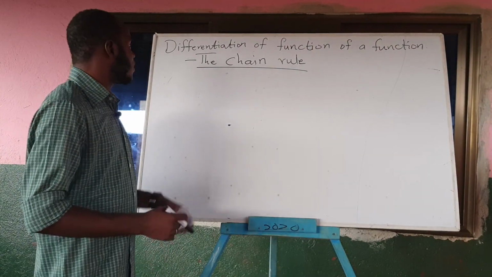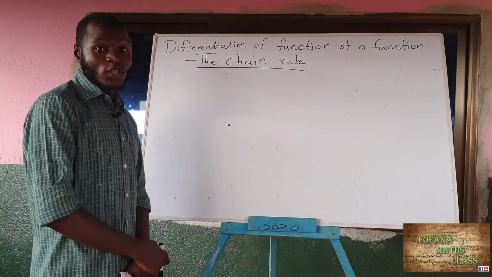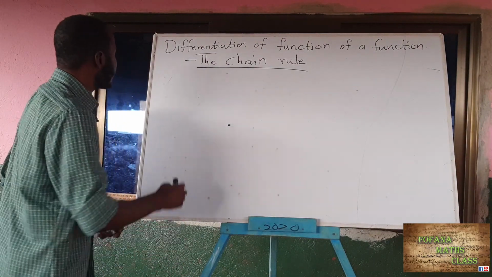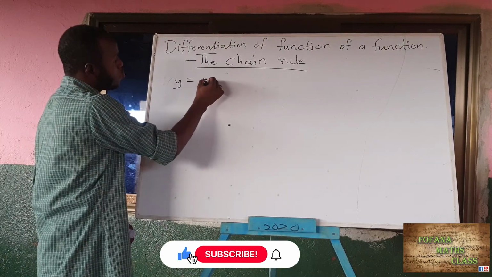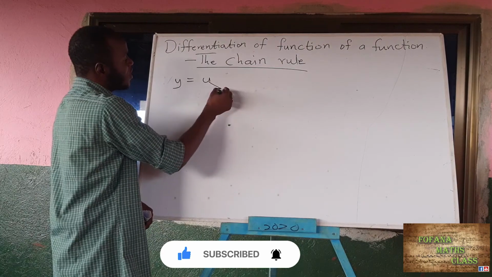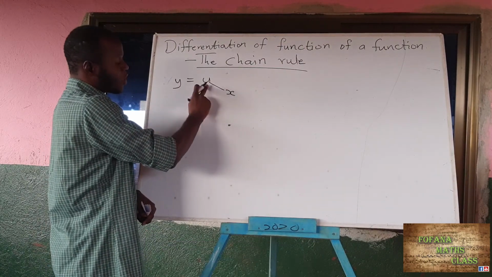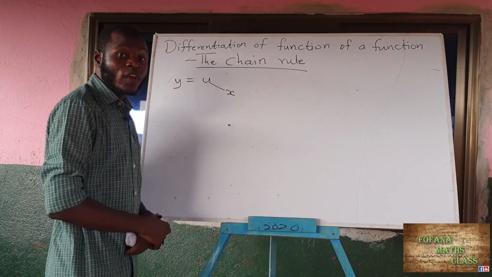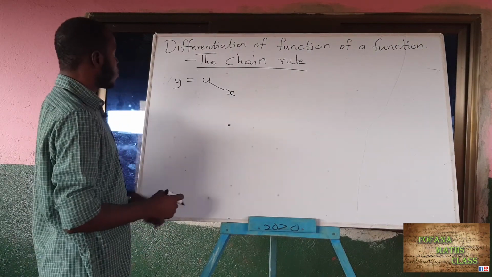Today we are going to look at differentiation of a function of a function, also known as the chain rule. When you have a function y in terms of u, and u is also a function of x, we term that particular function as what?